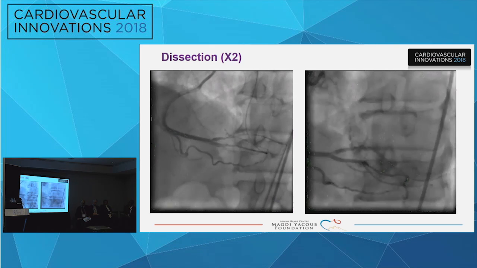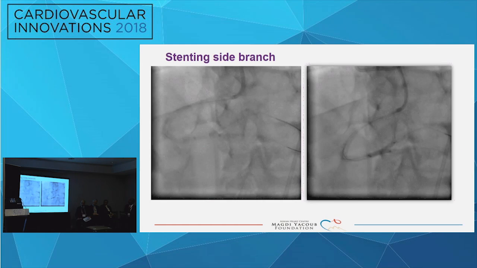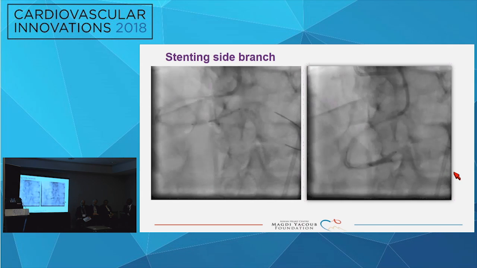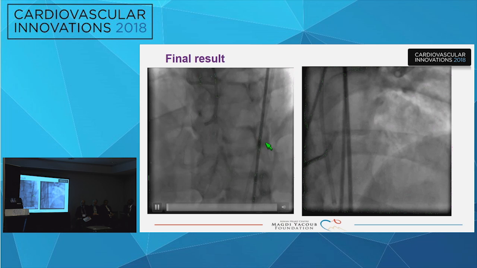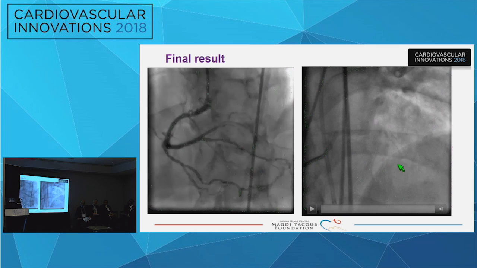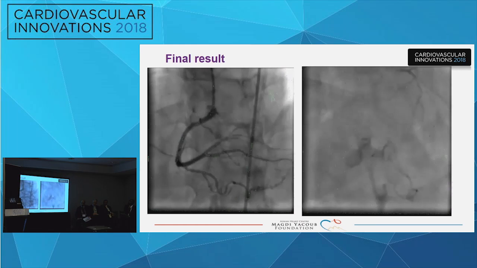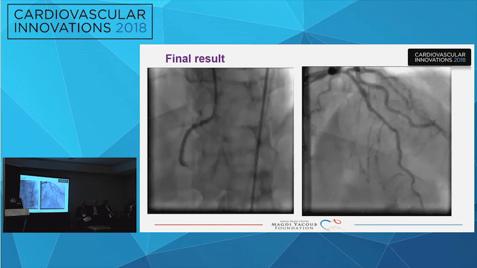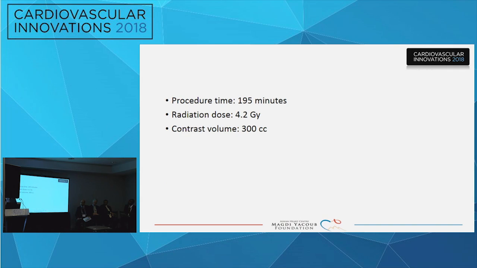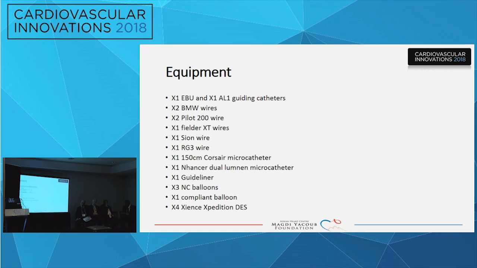This is the atropine effect. You can appreciate a dissection here. So the PL was stented, TAP technique, and this is the final result. And we checked the septals, they were fine. Total procedure time was 195 minutes, radiation dose was 4.2, and contrast volume was 300 cc. These are the equipment used.